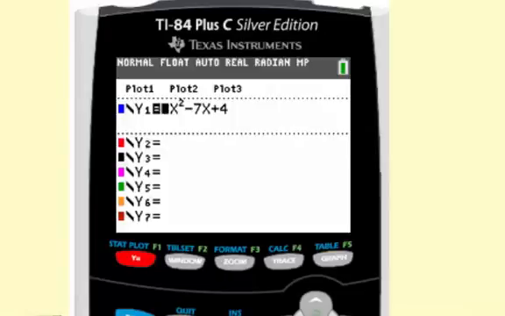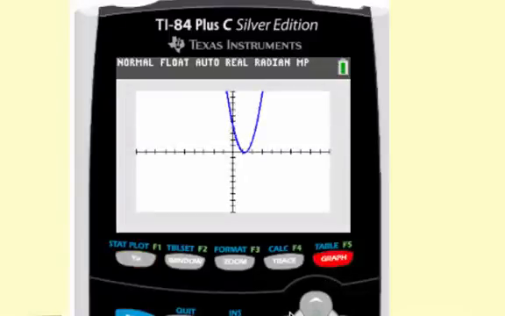As you can see, I've already entered the function into the calculator. Y equals 3x squared minus 7x plus 4. So I'm going to hit graph. And there's the parabola. And it looks like it just barely touches the x-axis, but I can't really tell what's going on there. So I'm going to zoom in.